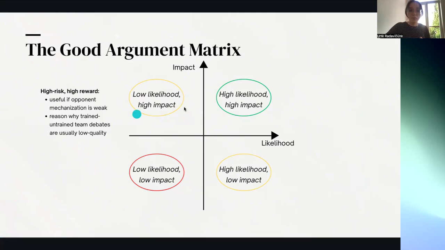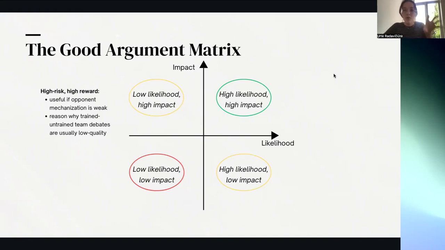So, low likelihood and high impact arguments are especially useful if your opponent's mechanization is weak, as in they don't properly explain and go through why is it likely that their arguments are going to actualize themselves. Then you can sort of go on their level, argue in the same way that they do, of course, trying to go through the steps of analysis that prove that there is some sort of a likelihood, but there's a higher chance that you're able to prove that the high impact is going to be just as likely, if not more likely, than your opponents.